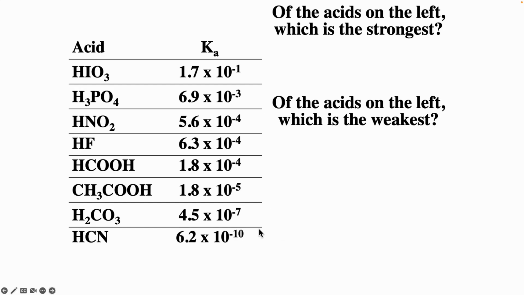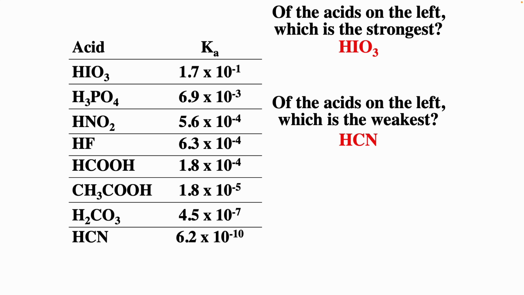Now here we have a table of acids. These are actually all weak acids. Remember, the Kas for a strong acid can be treated as infinite, but they're like 10 to the 9th. And so of the acids on the left, which is the strongest? Ka is used as our indicator of the strength of the acid. And so the strongest acid should be that top one. And the weakest acid should be that bottom one, because this table is in order of the Ka.